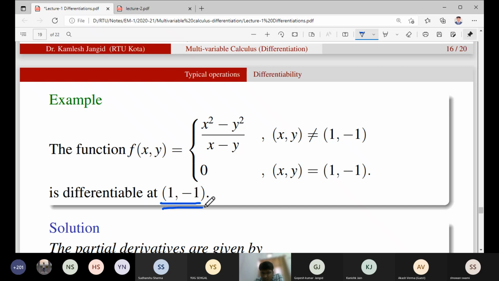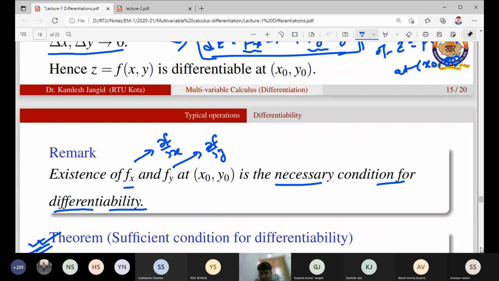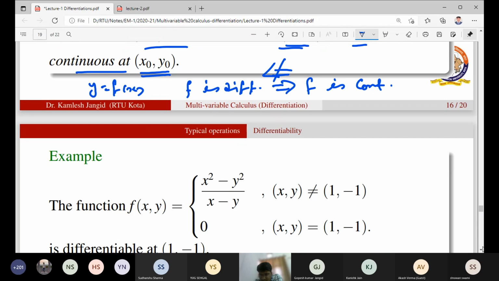If you remember, what is the condition to prove whether your function is differentiable or not? We need to apply this definition. First of all, we need to find the partial derivatives fx and fy of the given function f(x,y), and then we check whether our partial derivatives are continuous or not at that particular point. This is our sufficient condition.